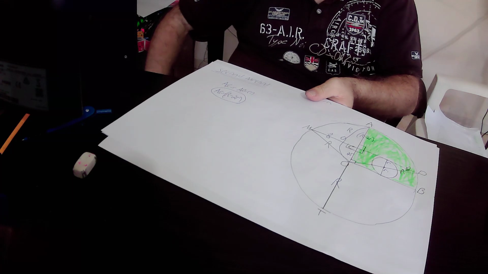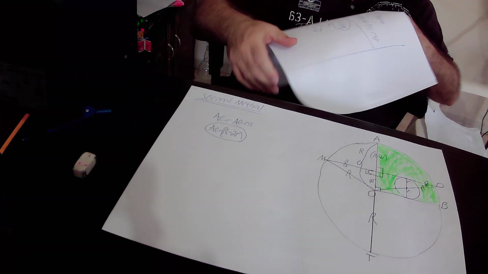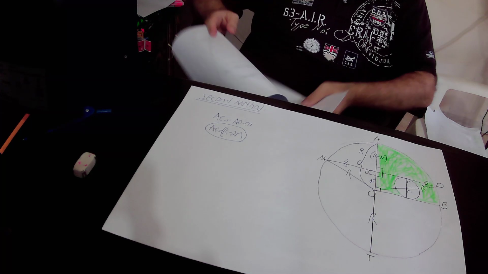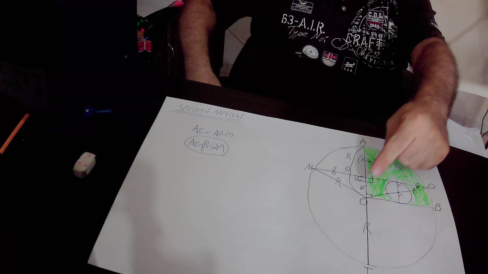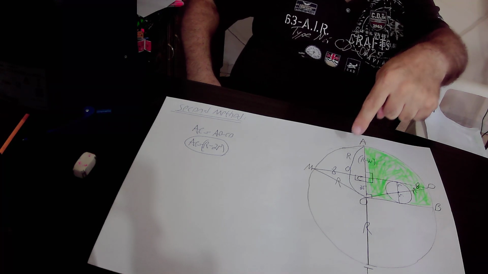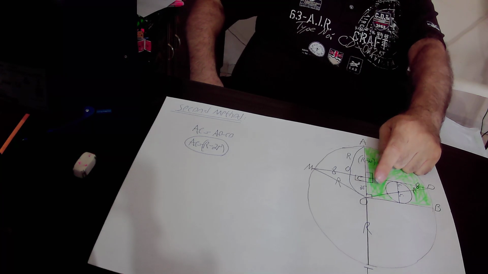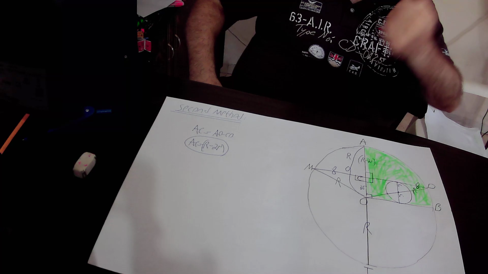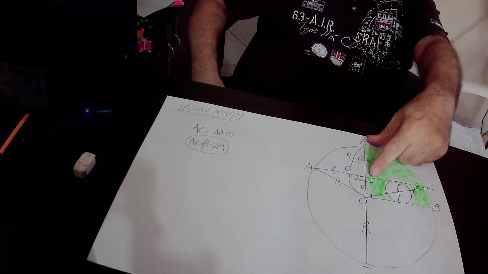In the second method, we use the things that we have already found out in the first method. That is to say, we have already found out that CO equals 2R, and AO, the radius of the quarter circle, is equal to capital R. This angle equals 90 degrees and this angle equals 90 degrees, according to what we found in the first method. What is the value of AC?